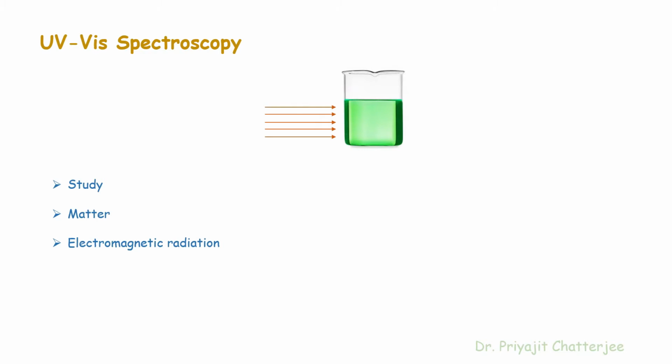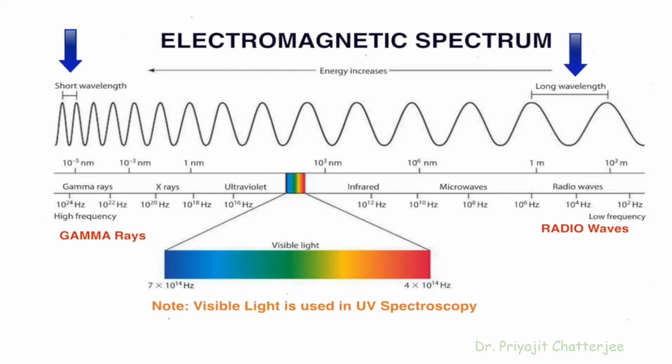When we arrange the electromagnetic radiations on the basis of their wavelength, we get a spectrum. This spectrum is called the electromagnetic spectrum. In this arrangement, the radiation of shortest wavelength is the gamma ray and it is arranged first. The radiation of longest wavelength is the radio wave, which comes last.